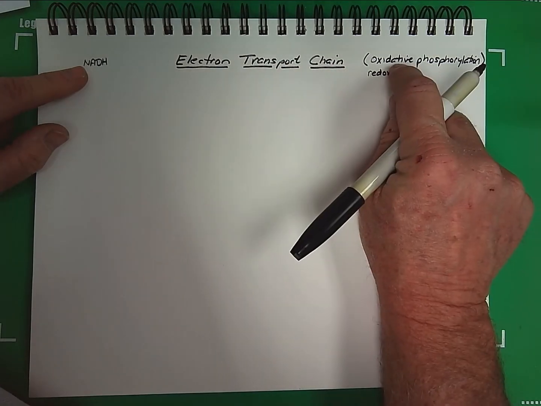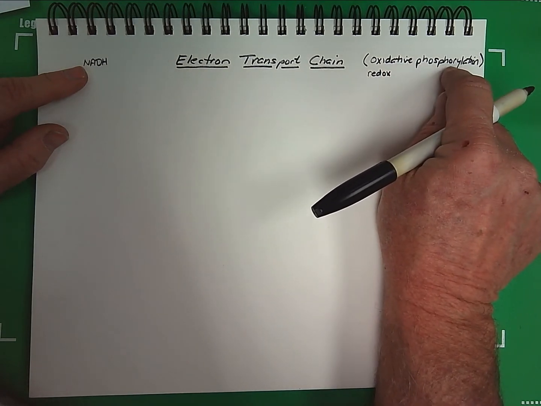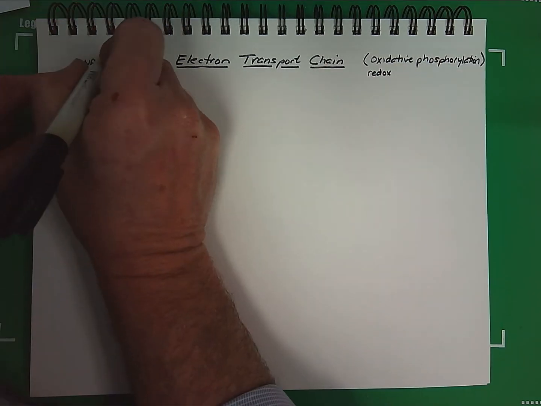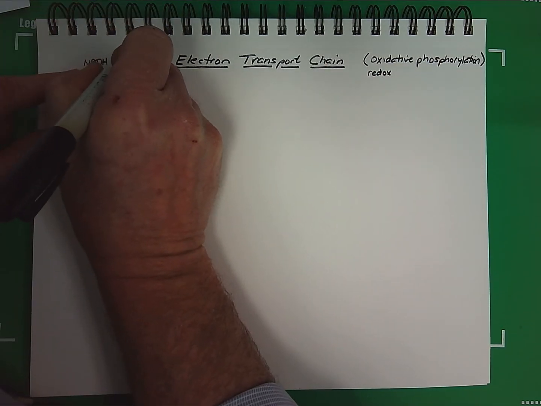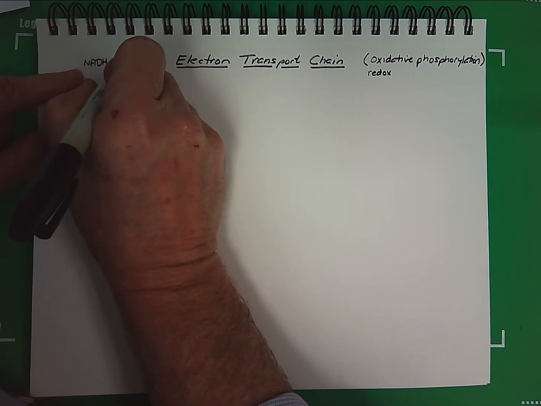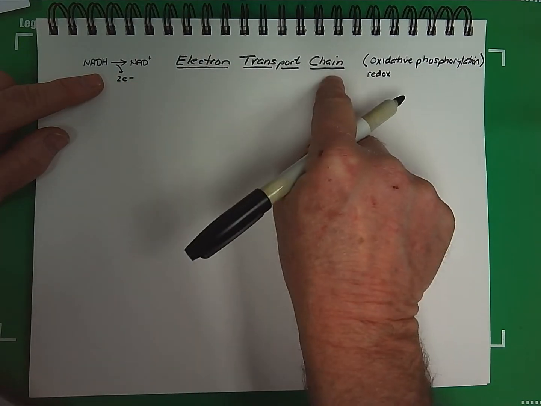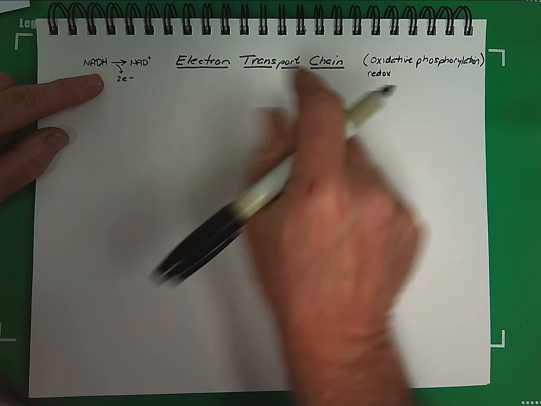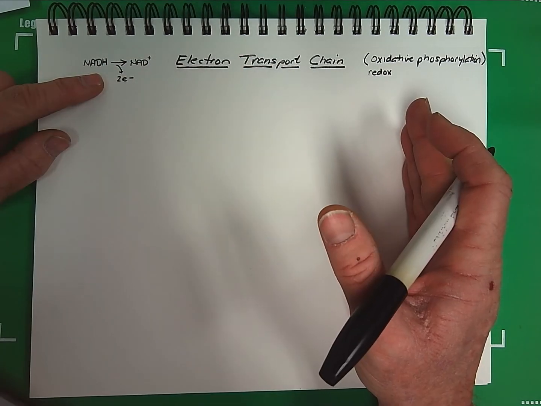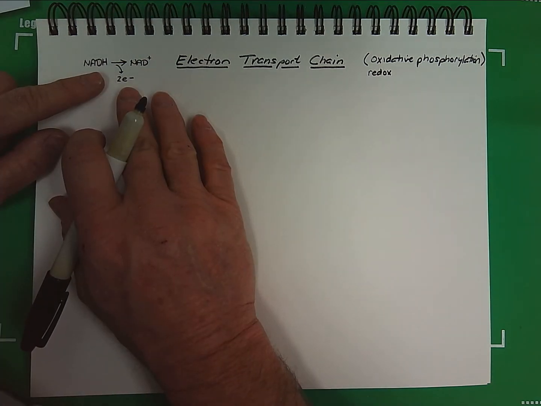The other term for the electron transport chain is oxidative phosphorylation. The term oxidative phosphorylation comes from the fact that we are going to be oxidizing NADH to NAD, and in doing so, we are going to be removing electrons and moving these electrons down the chain. So a series of oxidative reactions will occur to move the electrons down the chain, and ultimately we are going to be harnessing this energy, as we'll see in a second.